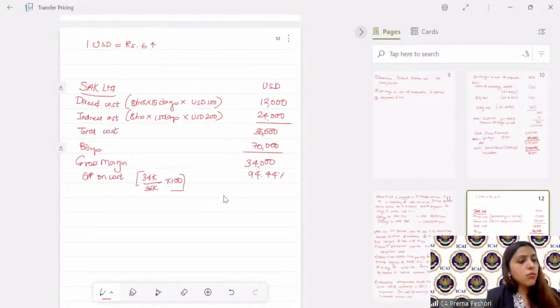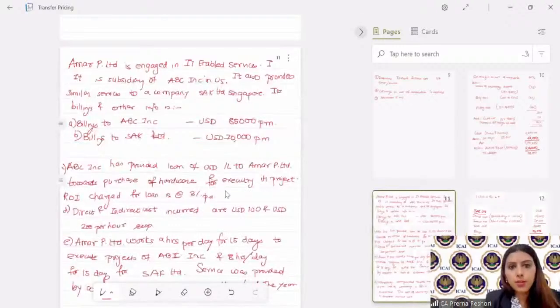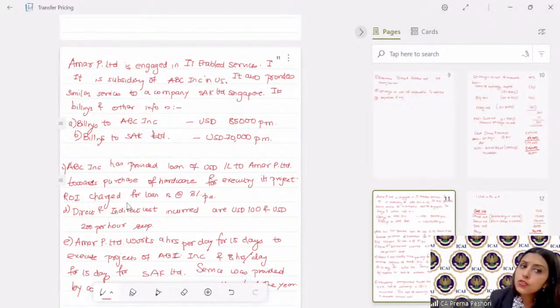Now I need to make some functional adjustments to make it comparable, right? Now what they have said here is, let's do one by one. ABC has provided a loan to Amar Limited towards purchase of hardware for executing its project. The rate of interest charged for the loan is at the rate of 3% per annum.